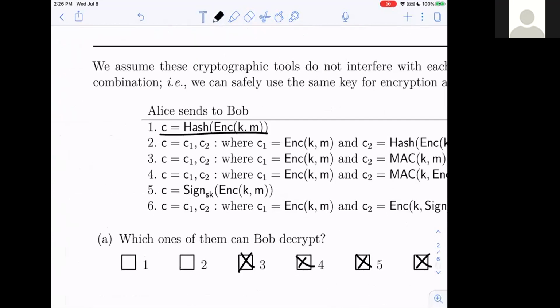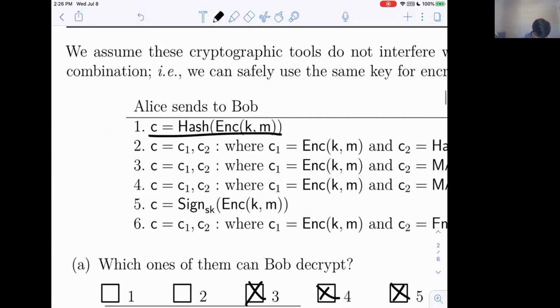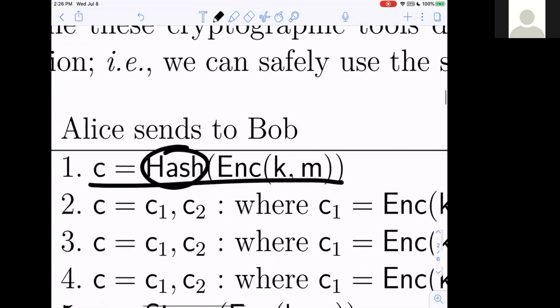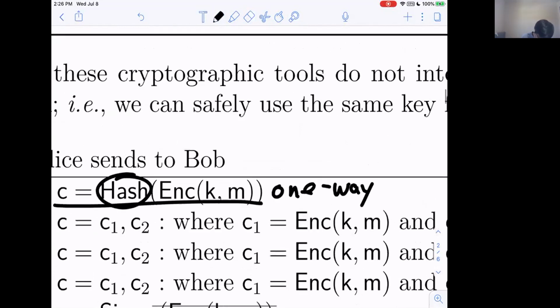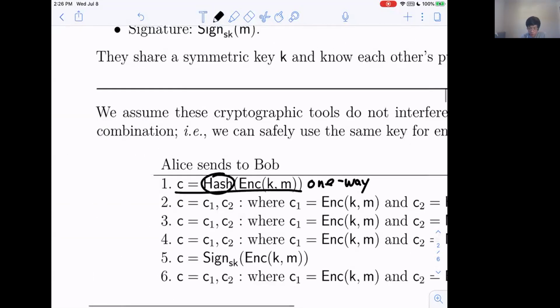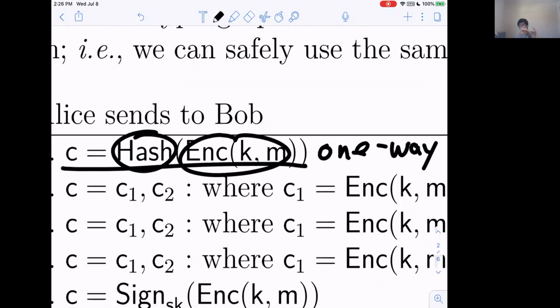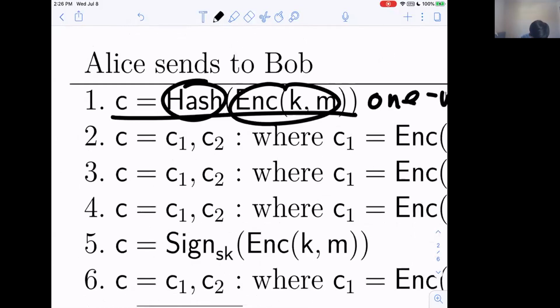Because it's a hash function, and hash functions are one way. Exactly, right? This hash here is one way. And thus, even though this is encrypted under key K, which Bob knows, once you put it through the hash function, you can't get it back out the other way. How about number 2?